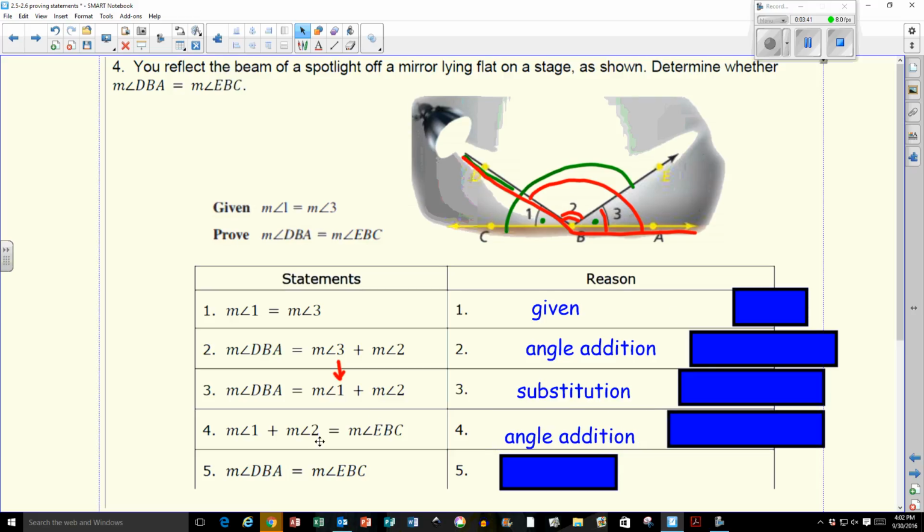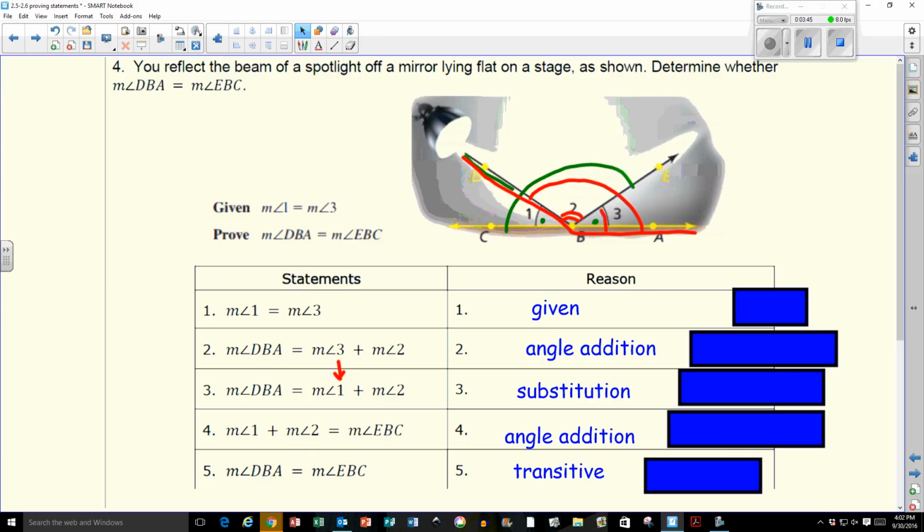Well, since this one is equal to this one, then these two are equal to each other by the transitive property. So I just proved that the red labeled angle and the one over here, which is green, are congruent.